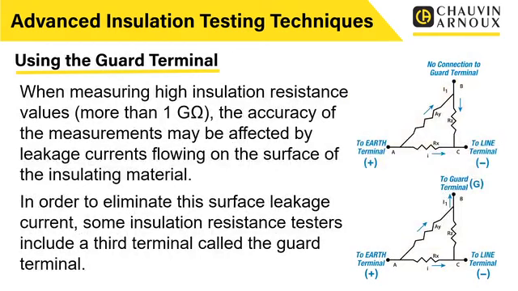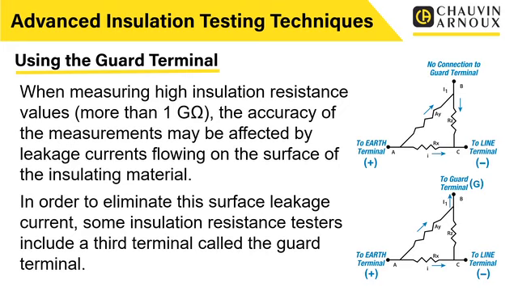Another important item for us to talk about is the use of the guard terminal. A majority of the higher rated insulation resistance testers from Chauvin Arnoux have another terminal on them called the guard terminal. And this is a really useful function. It's often misunderstood by people, and quite often people don't use it, aren't aware of where it fits in. And this is really important when measuring high insulation resistance values more than 1 gigaohm.